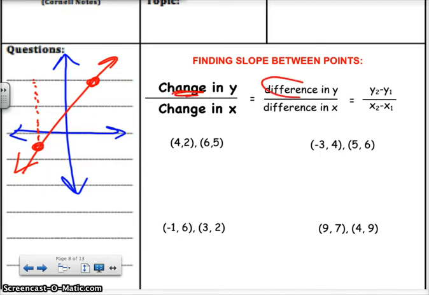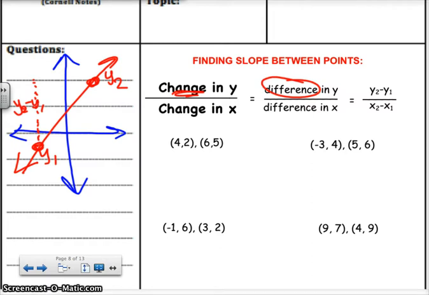Change represents a difference. A difference is usually represented with the new number minus the original number, okay? So to find my difference in y, I take whatever this y was. This happened to be my second y. Then I take whatever my first y was, and I subtract them. That y with the little 2, we say y sub 2, second y. So to find out what this distance is, I go y sub 2, take away the first y. It's going to tell me how much I went up or down.